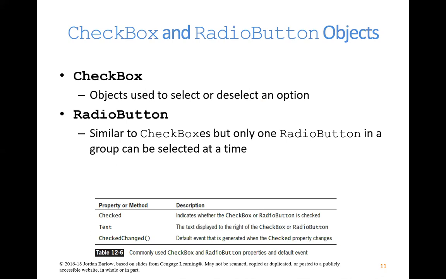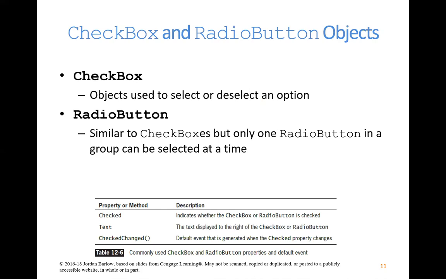So checkboxes and radio buttons are used when you want the user to be able to select something from a short list of options. The difference between them is with a set of checkboxes, the user can check as many as they want, and with radio buttons, the user can only select one. When they select a different one, then the one that was selected before becomes not selected anymore.